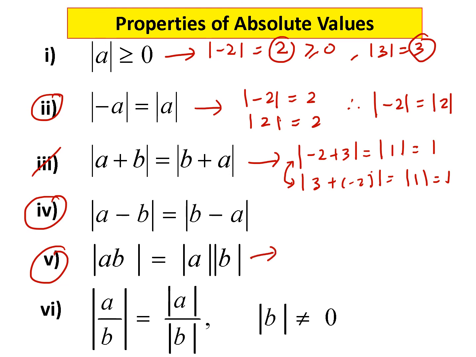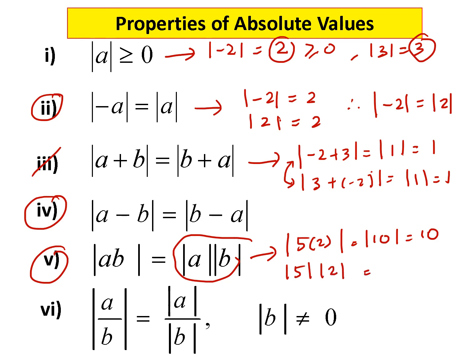Okay, for example, we have modulus of 5 times 2. Akan dapat modulus of 10, which is equal to 10. Okay, kita check. Dia kata sama dengan dia ni. So, modulus 5 darab dengan modulus 2. Modulus 5 akan dapat 5. Modulus 2 pun akan dapat 2. So, akan dapat 10. That's why 2 ni sama.